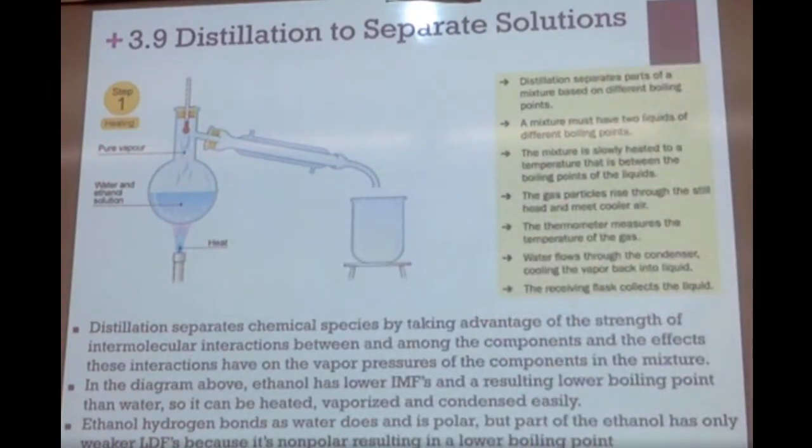It's how we can collect ethanol. We're separating based on boiling points. Ethanol and water both hydrogen bond, but water has stronger intermolecular forces, so it has a higher boiling point. So ethanol will boil off first. So that's how we can separate based on boiling point.